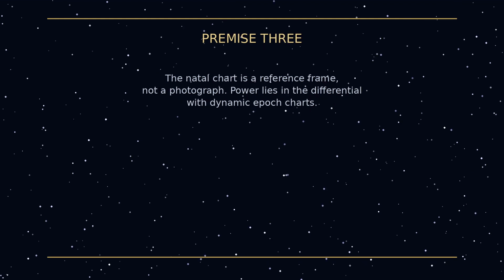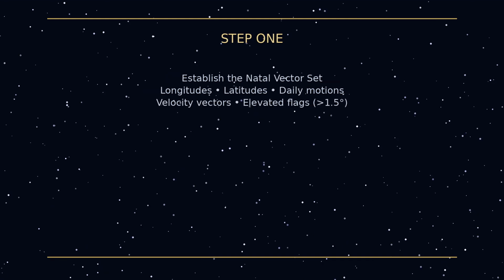Step 1. Establish the natal vector set. Using a high-precision ephemeris, compute geocentric longitudes, latitudes, and daily motions for the Sun, Moon, Mercury, Venus, Mars, Jupiter, Saturn, the true lunar nodes, and the lunar apogee. Convert each daily motion into a signed velocity vector. Any planet whose absolute ecliptic latitude exceeds 1.5 degrees is flagged as elevated and later receives a latitude coefficient of 1.3. Out-of-bounds bodies receive an additional multiplier of 1.15.